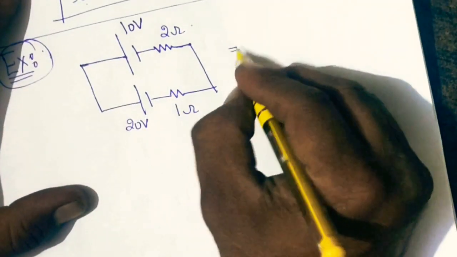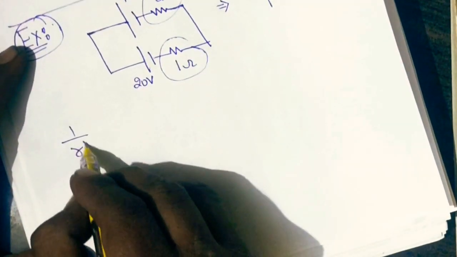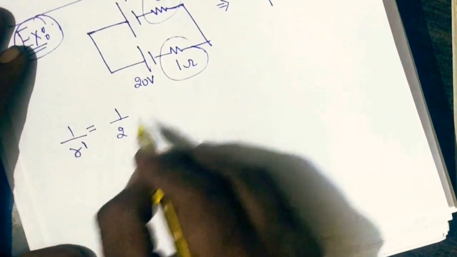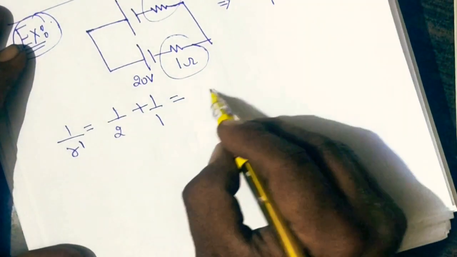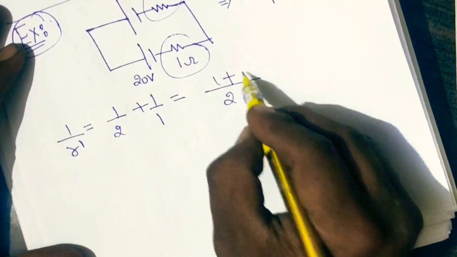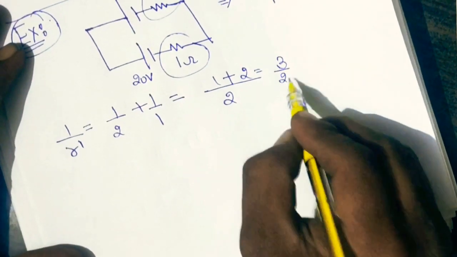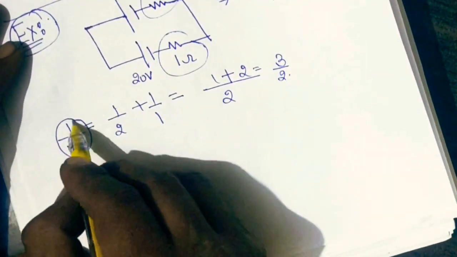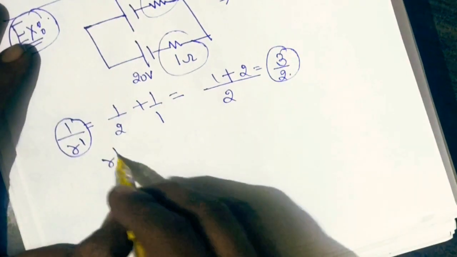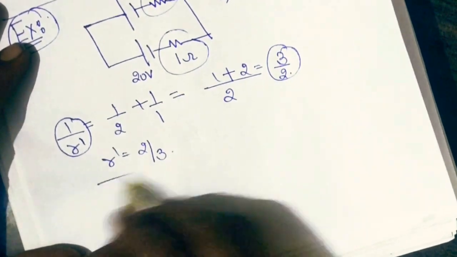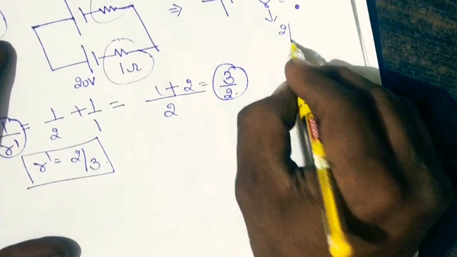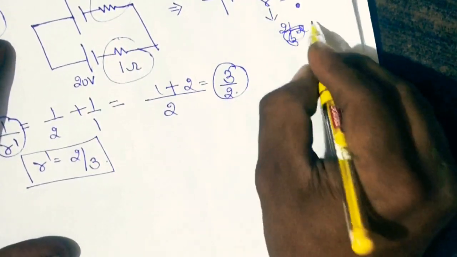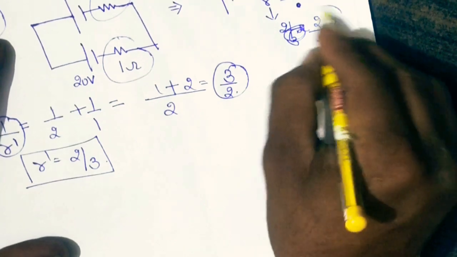Okay, I want to replace them, so I will use 1 upon R dash will be equal to 1 upon 2 plus 1 upon 1, because this is the formula for resistance in parallel. Take LCM 2, here it will become 3 by 2. Now don't forget to reciprocate it. Most of the students forget to reciprocate it. So the first task is done, that is, if we replace these two cells by a single cell, then its internal resistance will be 2 by 3 ohm. Let me write it clearly, 2 by 3 ohm.